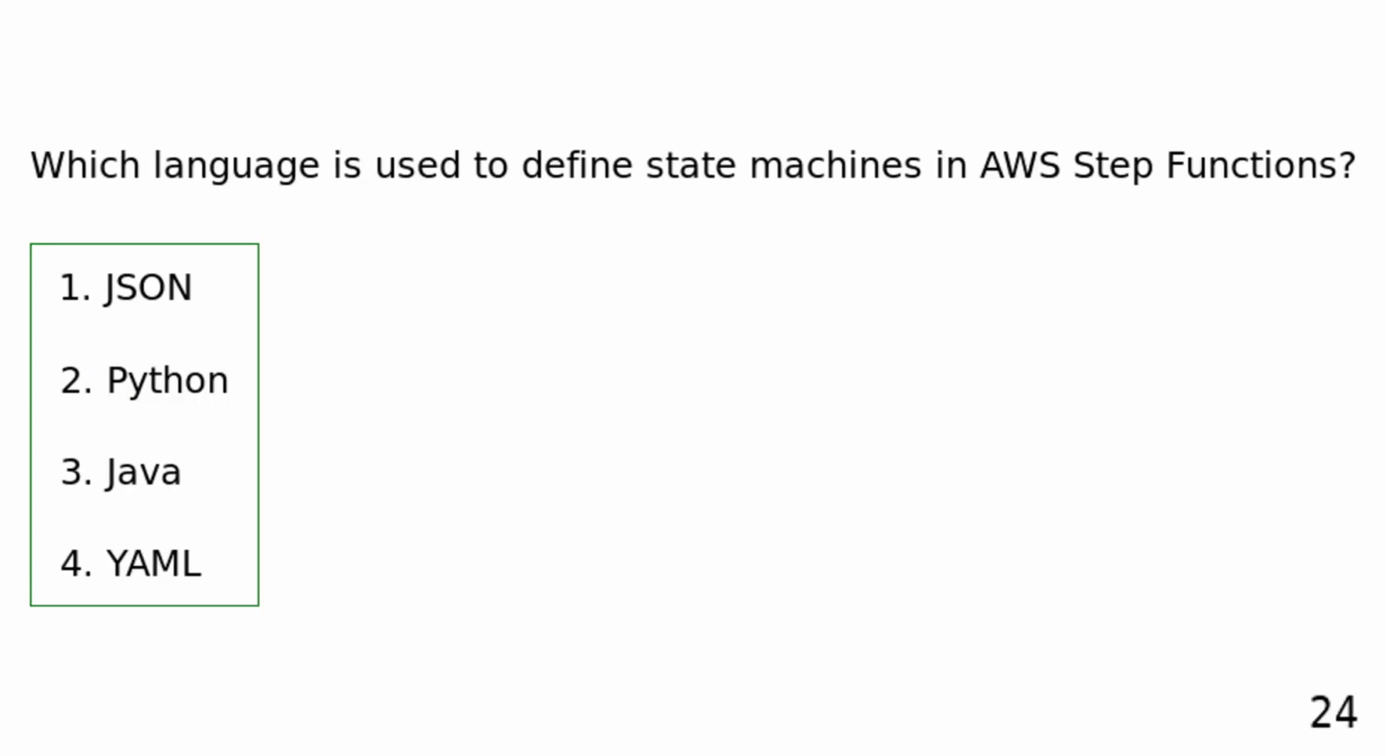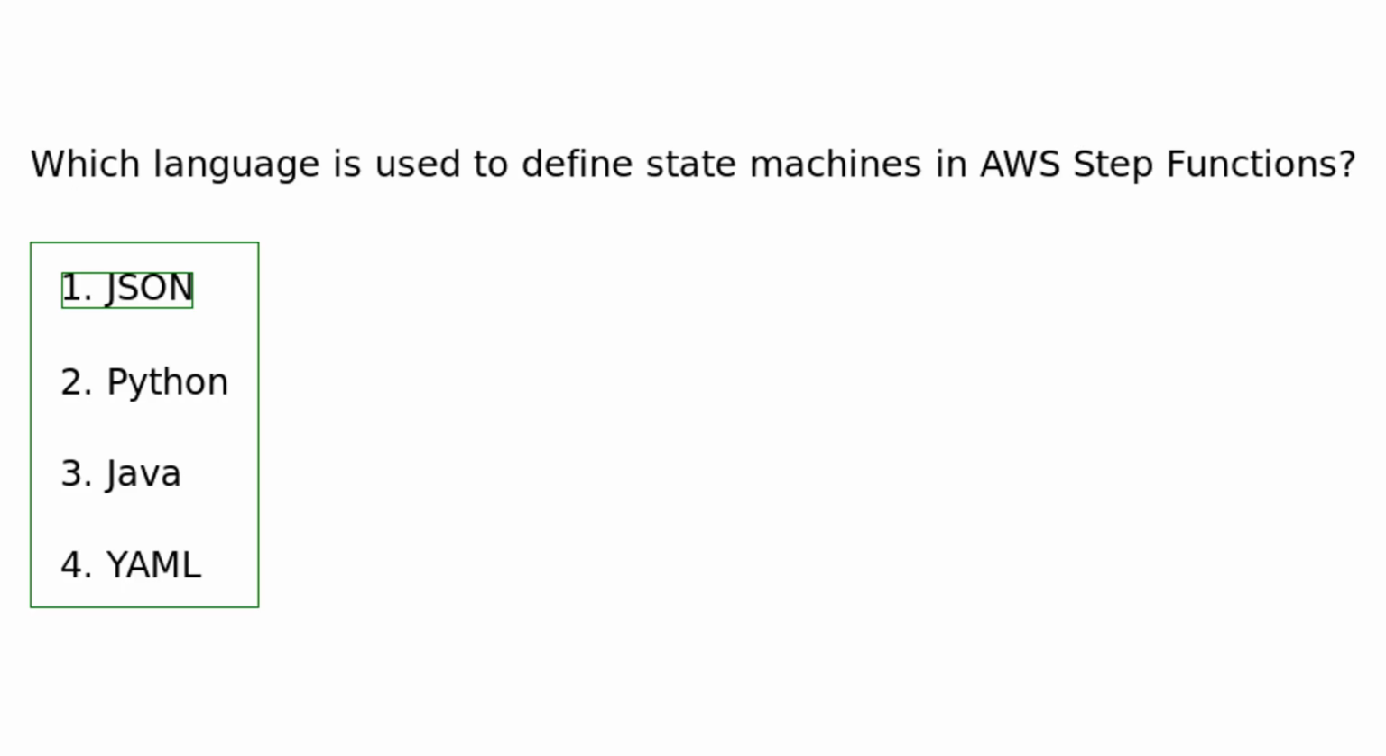Which language is used to define state machines in AWS Step Functions? JSON, Python, Java, YAML. State machines in AWS Step Functions are defined using JSON, a lightweight data interchange format that is easy for humans to read and write.